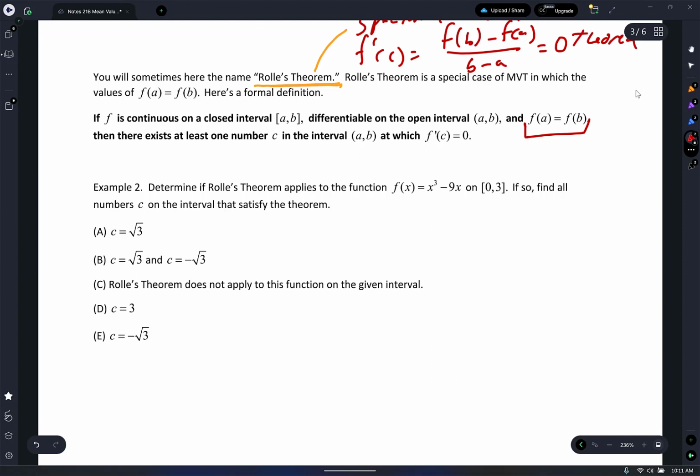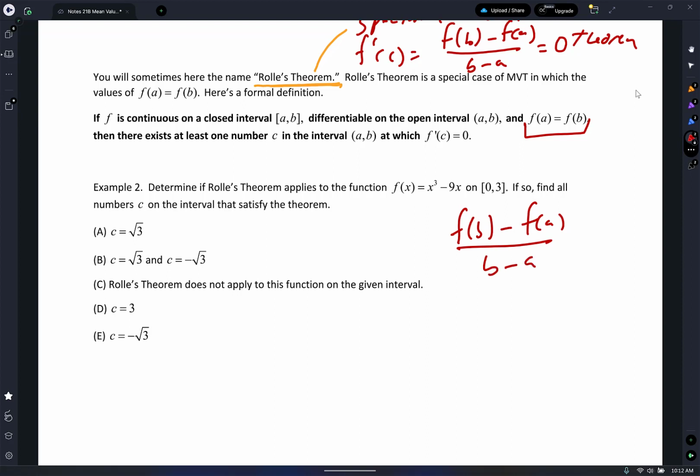Let's do the average rate of change first: f of b minus f of a over b minus a. Let's see what the question says. Determine if Rolle's theorem applies. So the average rate of change has to equal 0 on this function. I already know that function is continuous and differentiable. It's just a polynomial. On 0 to 3, if so, find all numbers c, so they want the actual x value, on the interval that satisfy the theorem. Here we go. f of 0 is 0 cubed minus 9 times 0 equals 0.